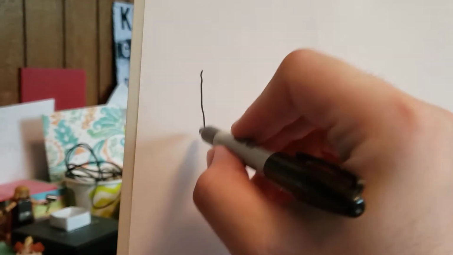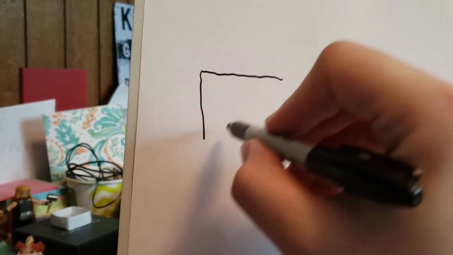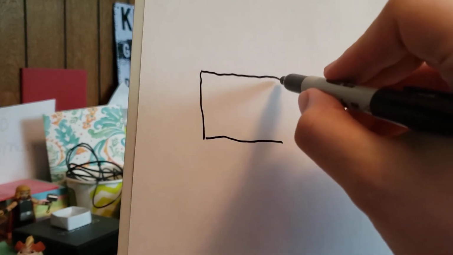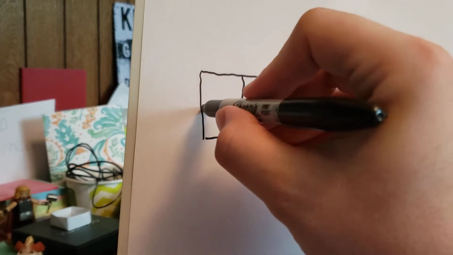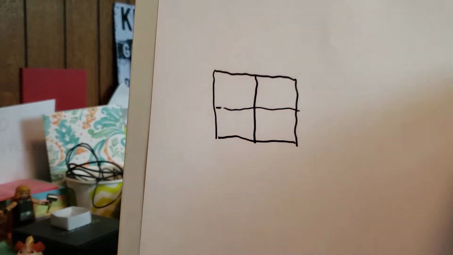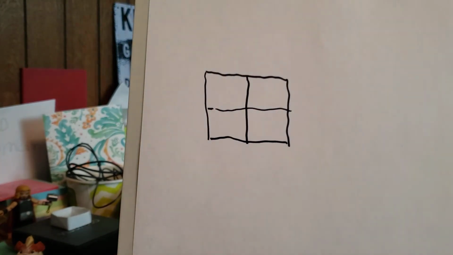A Punnett square looks like this. It's kind of like a childhood window. When you're a kid and you used to draw windows on a house, it looks like this. And here's how you're going to set it up.